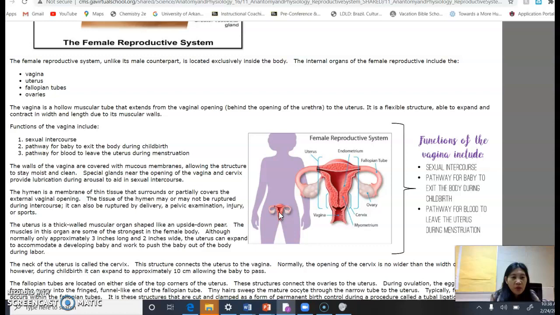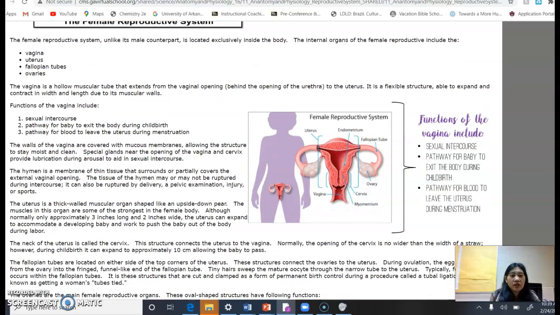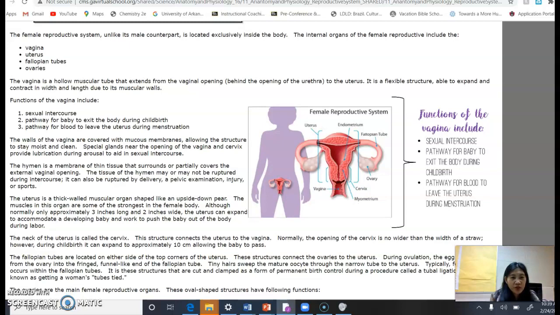Although normally only approximately 3 inches long and 2 inches wide, the uterus can expand to accommodate a developing baby and work to push the baby out of the body during labor. I have experienced this one because I have 2 lovely children. The neck of the uterus is called the cervix, right?